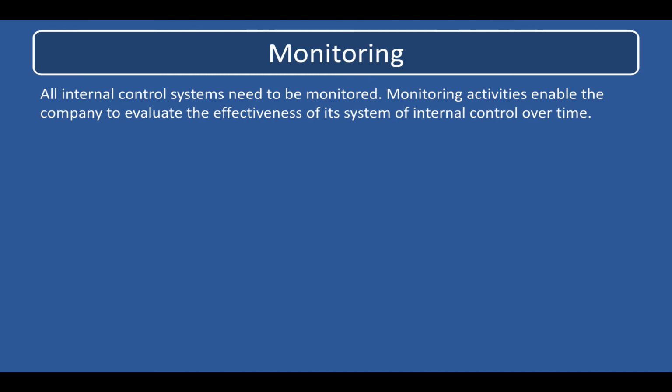Monitoring activities enable the company to evaluate the effectiveness of its system of internal control over time. Monitoring activities are generally accomplished through ongoing management and supervisory activities, as well as by periodic separate evaluations of the internal control system. Most large organizations have an internal audit function, and the activities of internal audit represent separate evaluations of internal control.